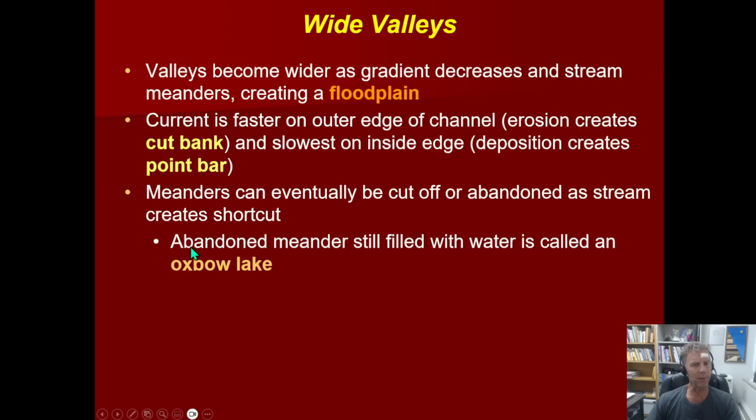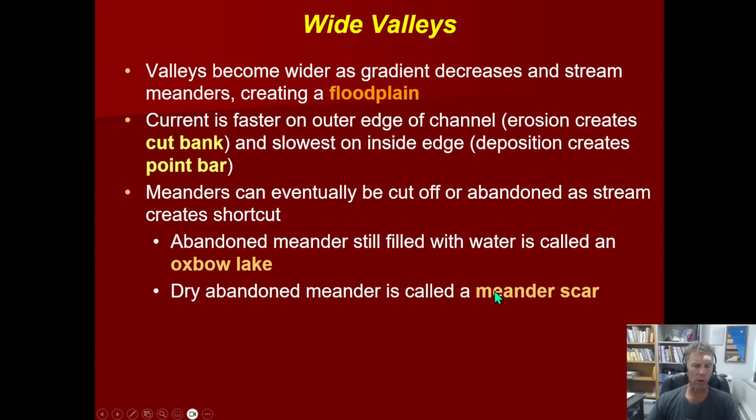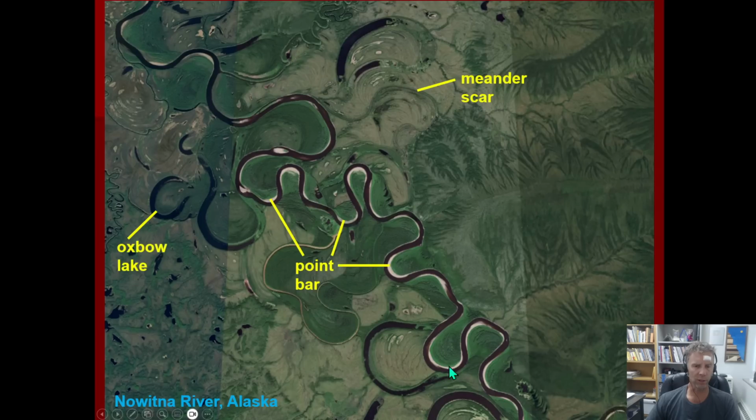And those abandoned meanders, if they're filled with water, those are sometimes what we call oxbow lakes. They kind of look like the harness that pioneers used to put on their oxen as they were pulling their carts and such. And if they're left dry and not filled with water, they're sometimes called meander scars. And so here is a Google Earth image of the Nowitna River in Alaska. So you can see this stream meandering across this landscape.